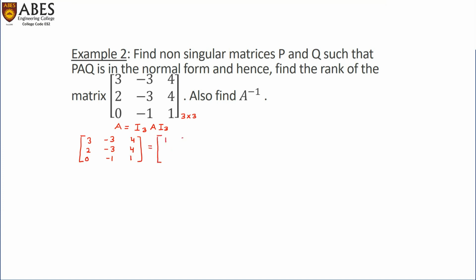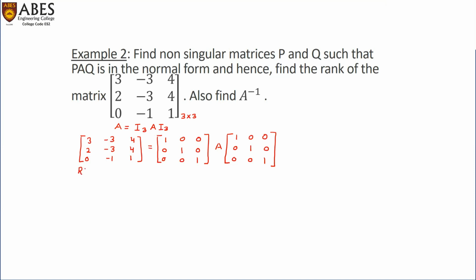Identity matrix A: 1 0 0, 0 1 0, 0 0 1. Make this matrix into the normal form by applying elementary row and column transformations.